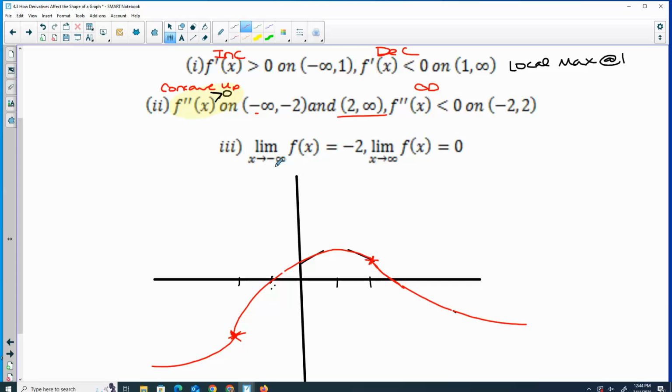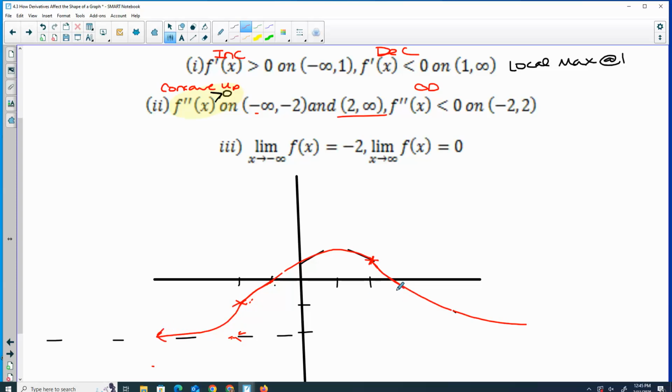The third: the limit as x goes to negative infinity is -2. So it hits -2 on the y. That tells me -2 is a horizontal asymptote. So I'm going to have to adjust my graph again. So much for that. It was a good shot, but my graph went down too low. So we know that it has to change curvature at 2. So we're curving down, and then we're going to curve up and approach the asymptote.